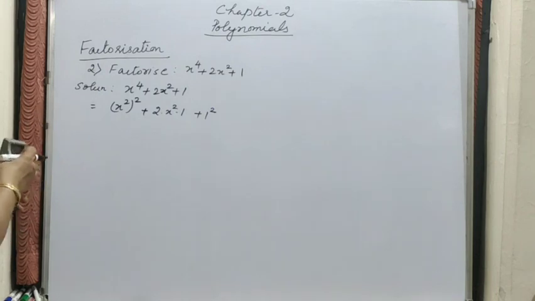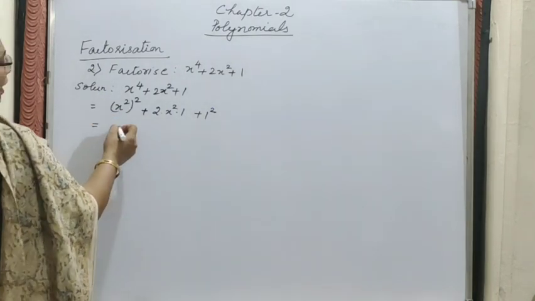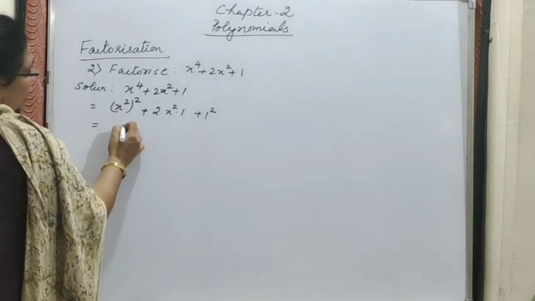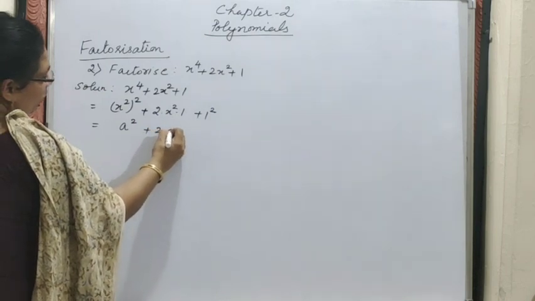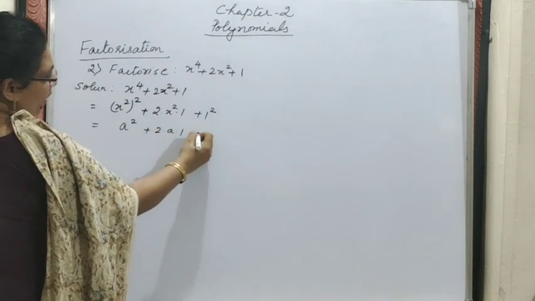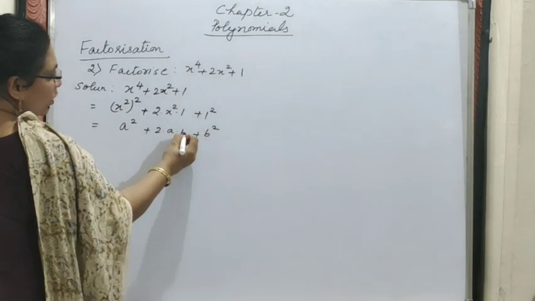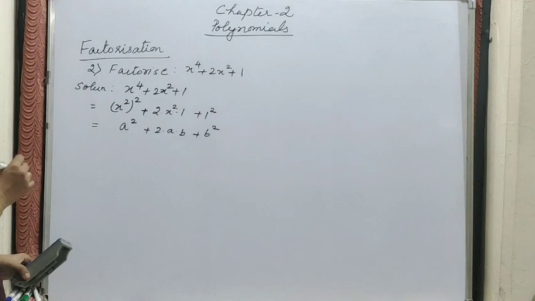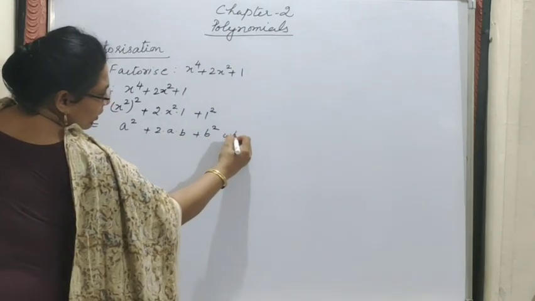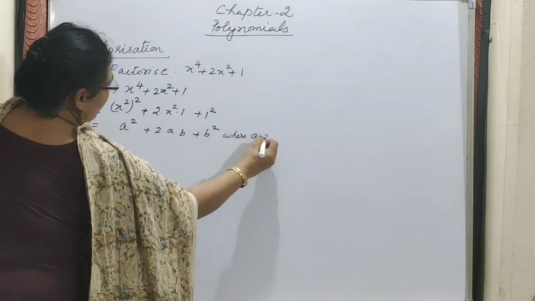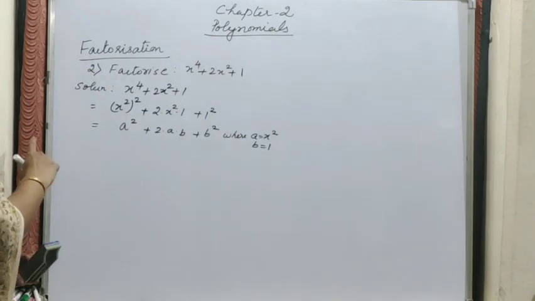See, we can write the identity. Since it is in the form of x only, I'll write it in the a and b form. So I'll write a square plus 2 into a into b, sorry, 2ab plus b square. It's not completed. What should I write? Where a equals x square and b equals 1. Right? Now we got the three terms.